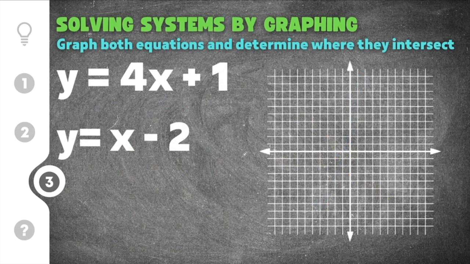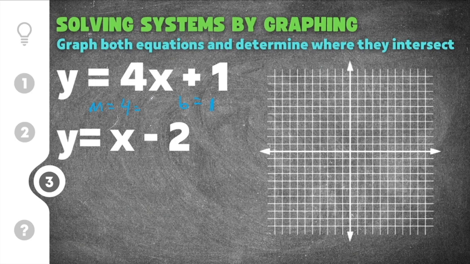Moving on to our last practice problem for solving systems by graphing. This one gives us two equations, y equals 4x plus 1 and y equals x plus 2. I'm going to go ahead and identify the slope and the y-intercept for the first equation. This slope is 4 and this y-intercept is positive 1.